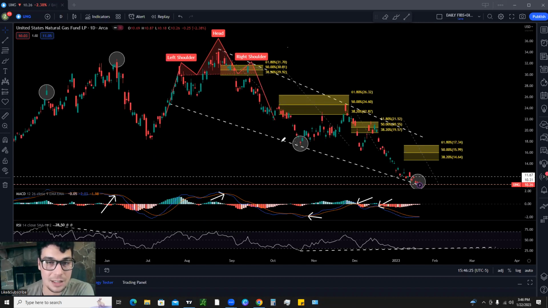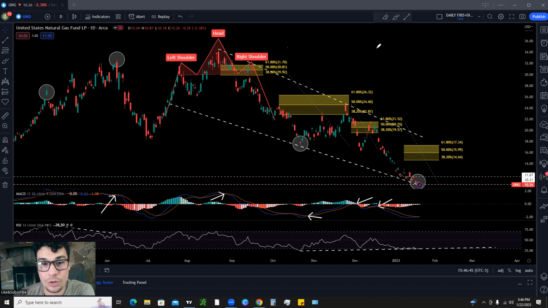What I'm trying to emphasize here is you don't want to enter into a trade based off of just one strategy or just one indicator, okay? You want to see multiple things aligned. When you have multiple strategies coming together, that's going to give you more confidence in your trade. Okay, so you can use the MACD, you can use the relative strength index, you can use chart patterns, you can use your retracement levels.